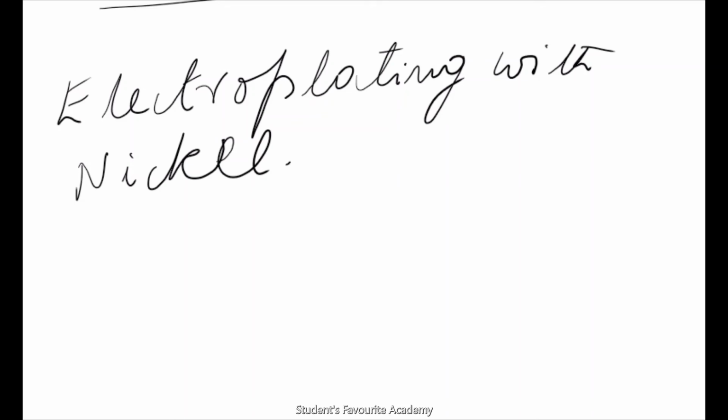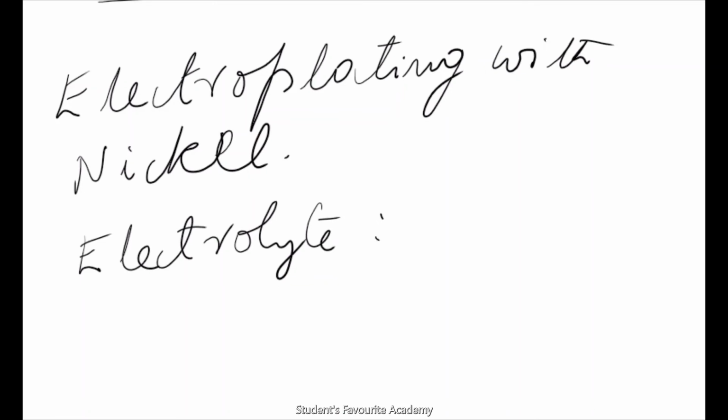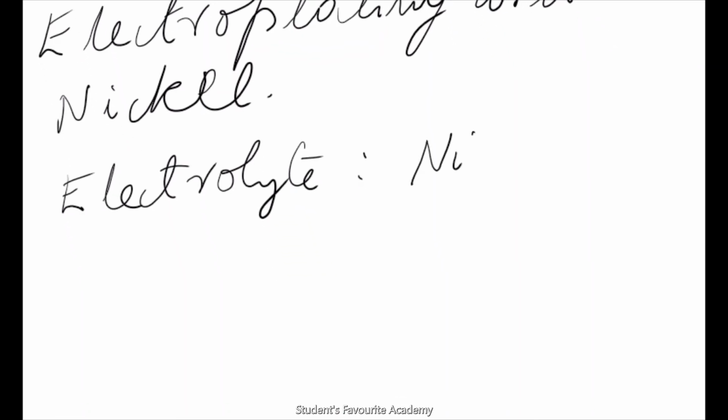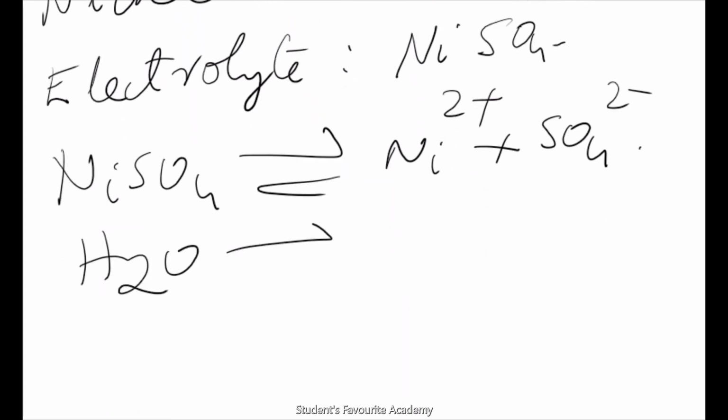Electroplating with nickel. In this case, the electrolyte to be used is nickel sulfate, that is NiSO4. Nickel sulfate dissociates forming Ni2+ ions and SO4 2- ions. And the water, as usual, in the aqueous solution dissociates into H+ and OH- ions.